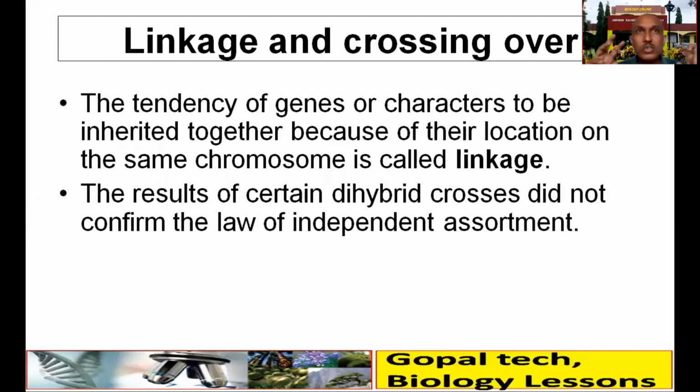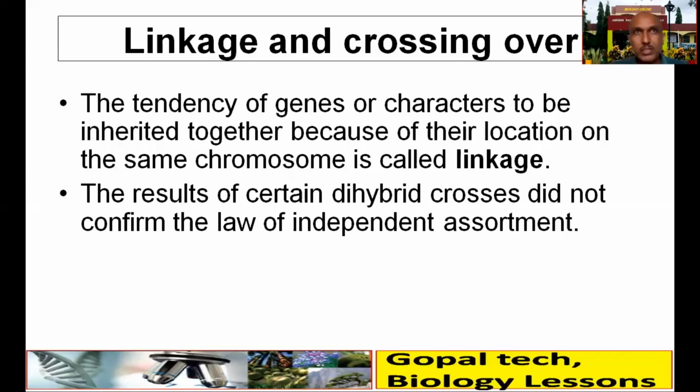The result of certain dihybrid crosses, जो 9:3:3:1 था, did not confirm the law of independent assortment. इसीलिए out of 3 law, law of dominance, law of segregation, law of independent assortment में से एक ही यूनिवर्सल है, कौन सा? law of segregation. बाकी ये लागू नहीं होते.